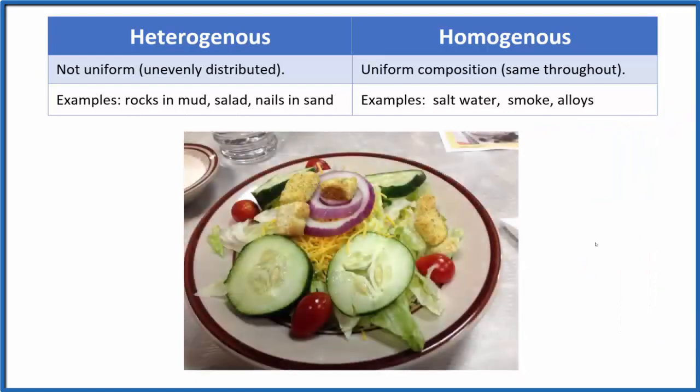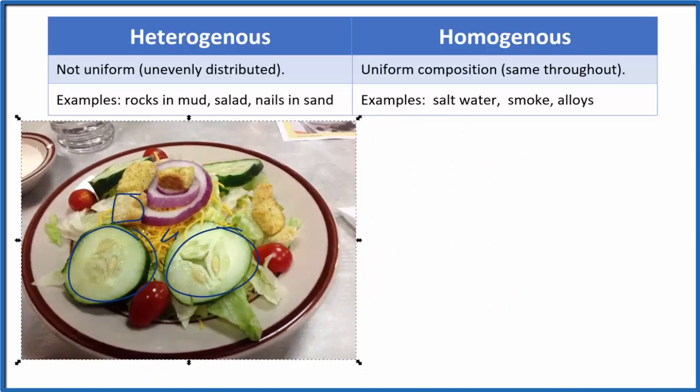Let's try another. How about a delicious salad? Since we have things separate in clumps, we have our cucumbers, some croutons here, and then we have, say, some cheese. It's all in clumps. We say that salad is heterogeneous.